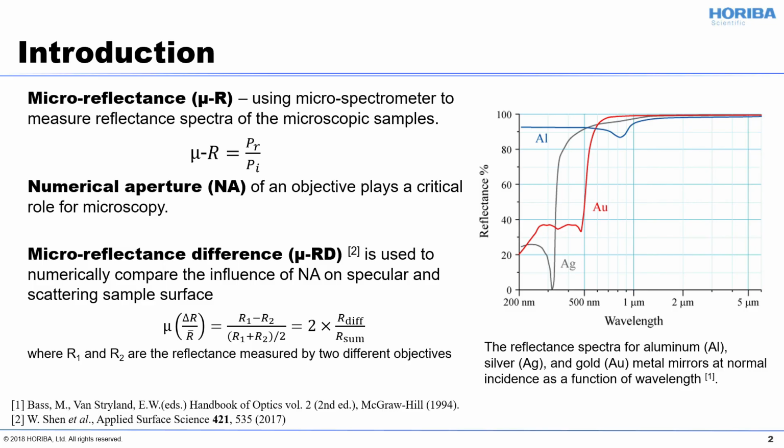So we noticed that objectives with different numerical aperture actually have different performance during our experiment, especially on scattering samples. So in this talk, we're going to discuss the difference between the two samples and numerically compare the reflectance by calculating the micro-reflectance difference on the two samples.